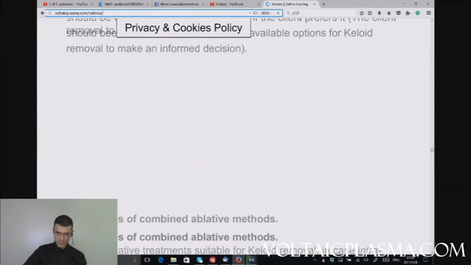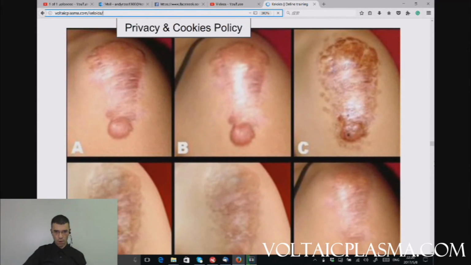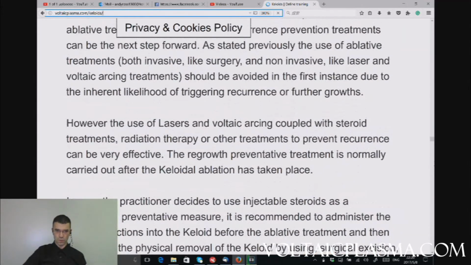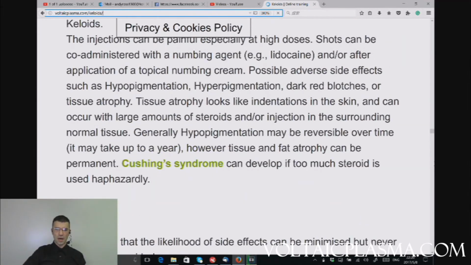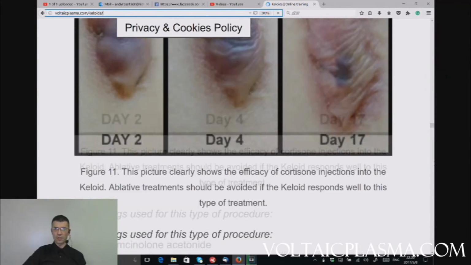So this is the basic gist of keloids on this webpage. It gives you an overview of what they are and how you can treat them. And if you want to know more about this topic or other topics, please let us know.